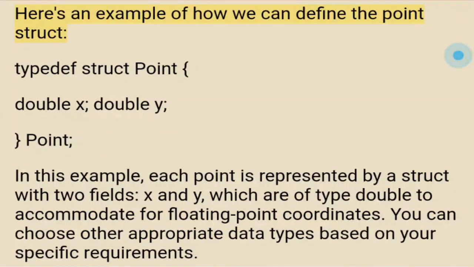Here's an example of how we can define the point struct. typedef struct point { double x; double y; } Point; In this example, each point is represented by a struct with two fields, x and y, which are of type double to accommodate for floating point coordinates.